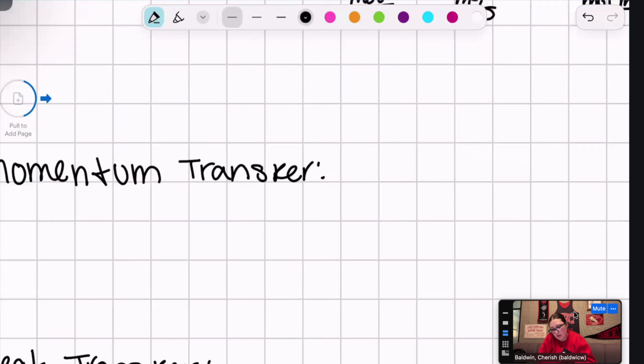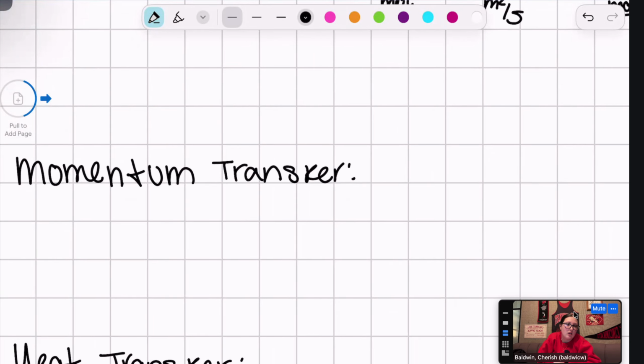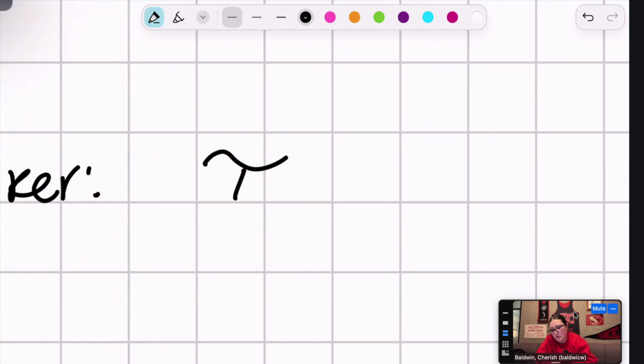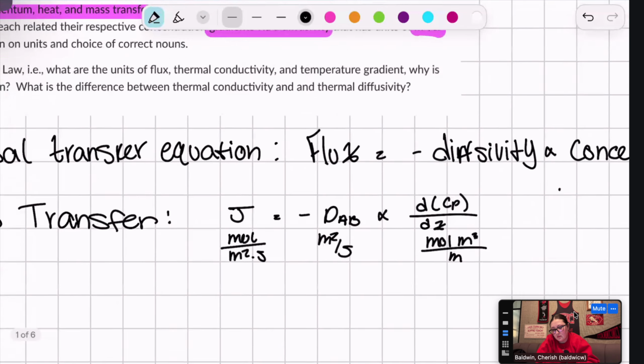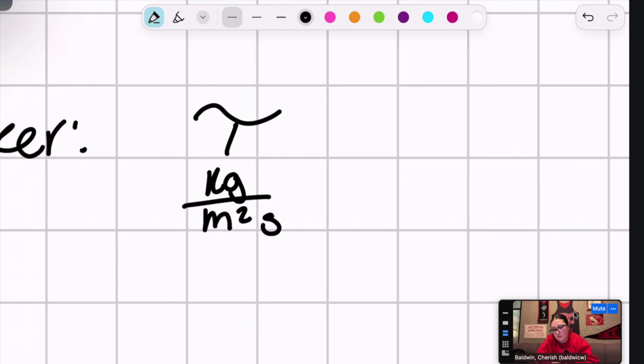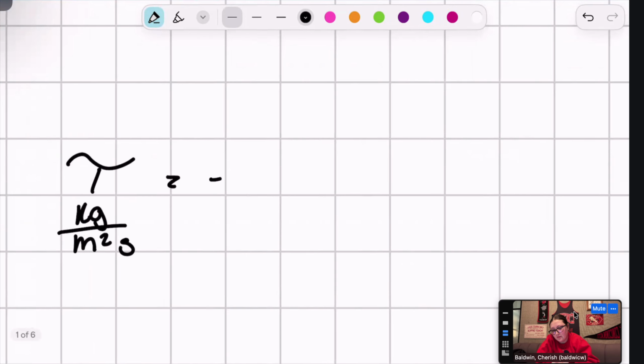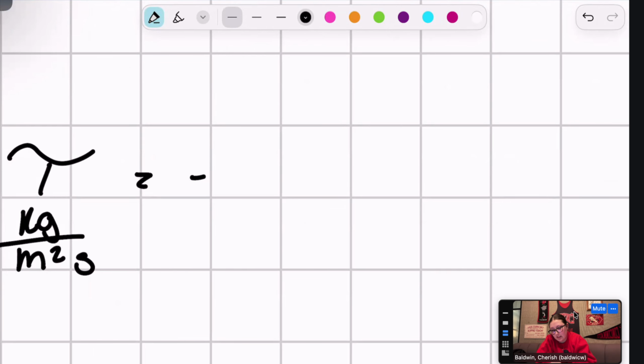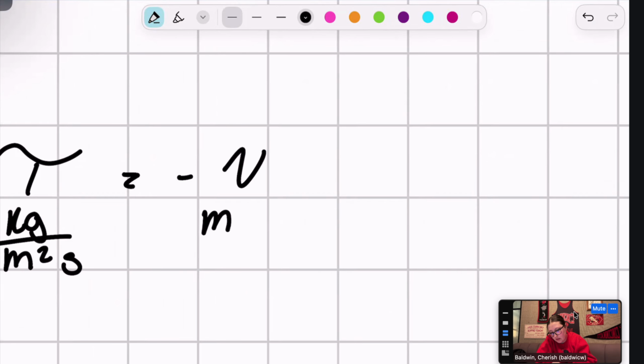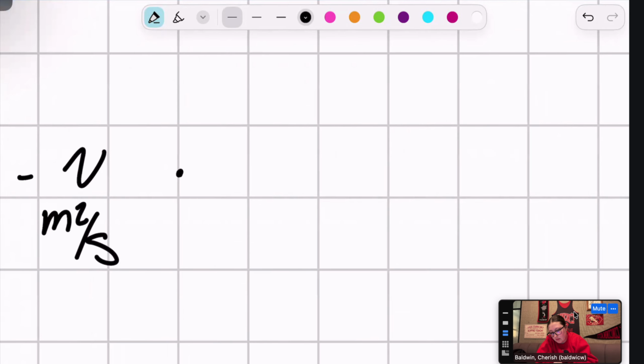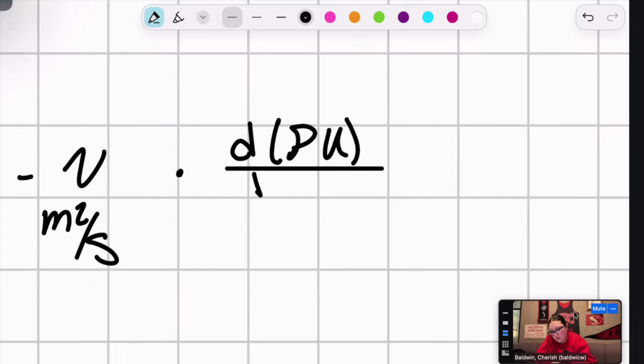The second one that I'm going to go over is momentum transfer, which is also known as Newton's law of viscosity, which is shear stress, which is in kilograms per meter per second squared, which is equal to negative kinematic viscosity, which is in meters squared per second, times the gradient of mass per volume, which is kilograms per meter cubed.